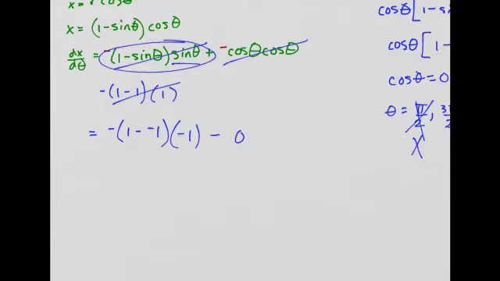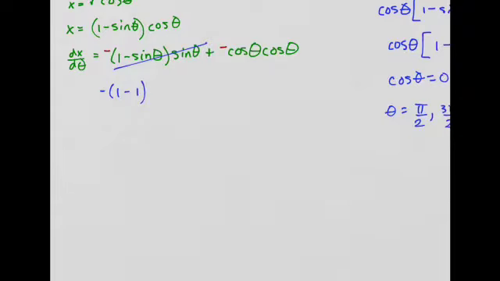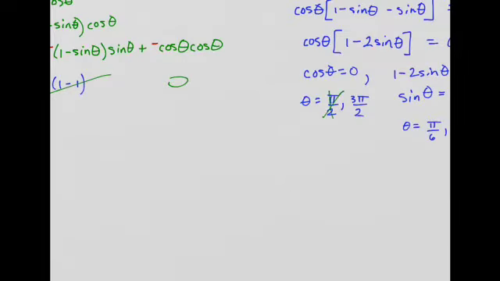If I plug in pi over 2 here, I get 1 minus 1. This piece goes away. So if I plug in pi over 2, that part cancels out. And then if I plug in pi over 2 to cosine, that goes away as well. So it's a 0 and a 0. So that's why I cannot use pi over 2.